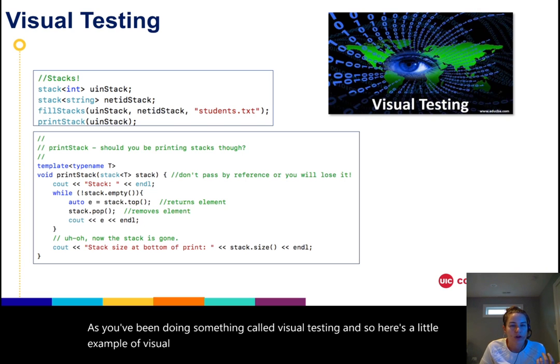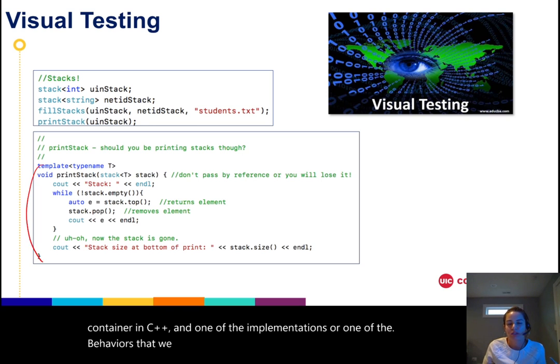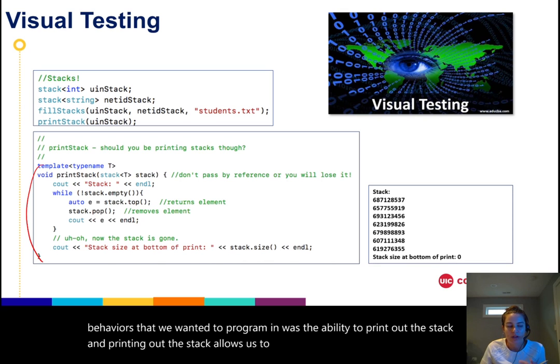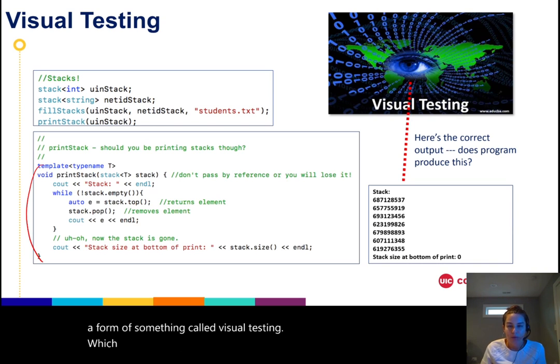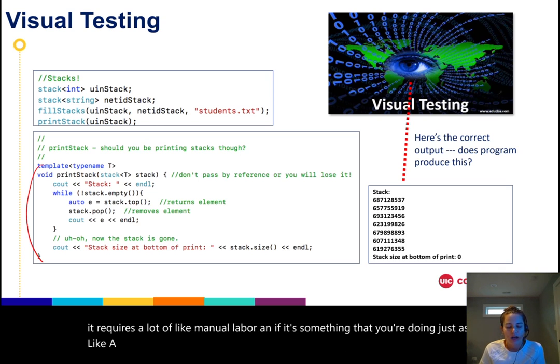This is code from when we first introduced the stack container in C++, and one of the behaviors that we wanted to program in was the ability to print out the stack. Printing out the stack allows us to see what is stored in the stack. It's a form of visual testing, which is a great way to test your code and something we all do all the time, but it requires a lot of manual labor, and if you're doing it as a spot check here and there, it works great.